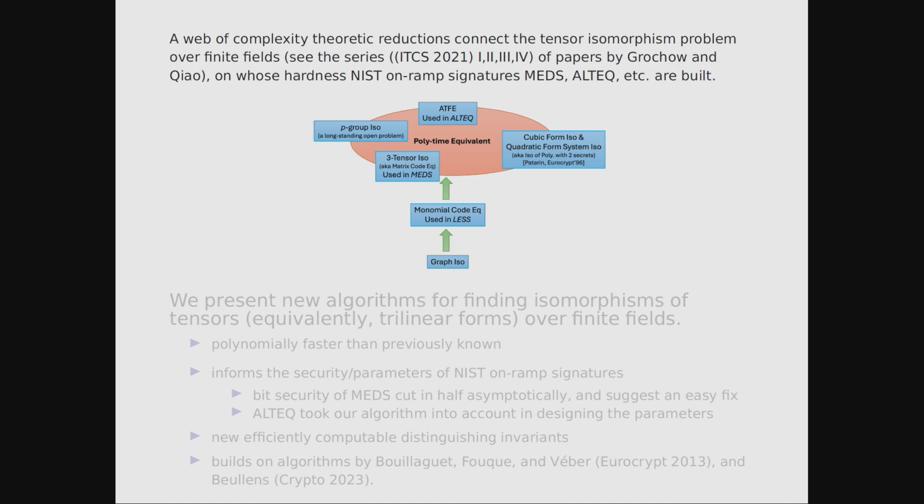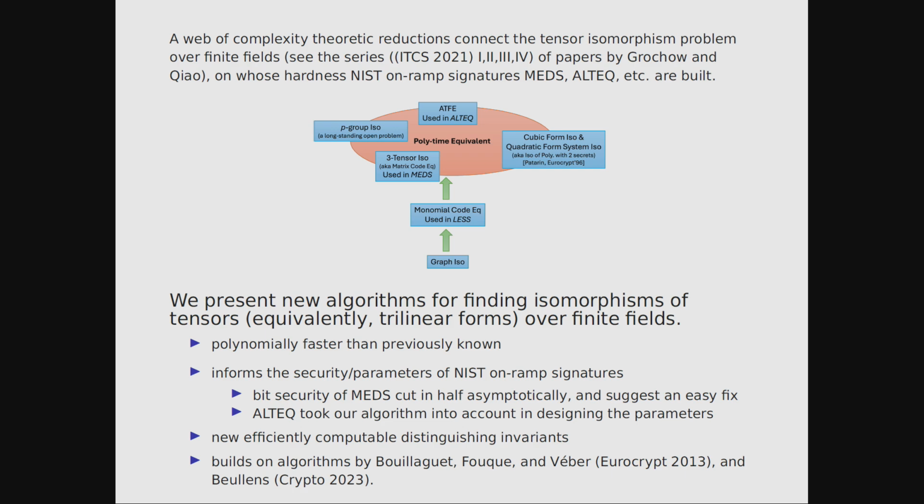In particular, we will be looking at a family of tensor isomorphism problems over finite fields. It's a close-knit complexity class of problems, some of which are familiar to cryptographers. For instance, many of Patarin's original multivariate cryptography falls in here. Also, there's a long-standing problem on p-group isomorphisms, but I'll concentrate more on 2 tensor isomorphism problems that were the stronghold of 2 new NIST submissions for post-quantum signatures, namely MEDS and ALTEQ.